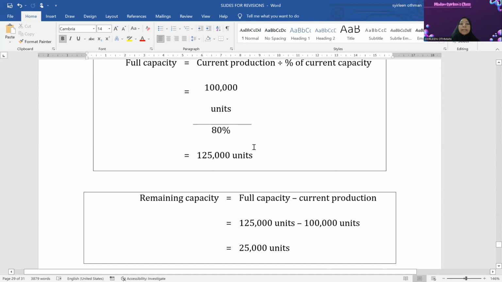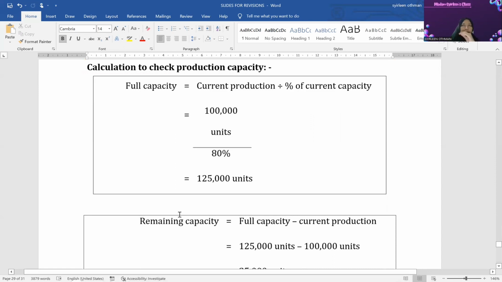So kita dah tak ada remaining capacity to do. So I am not able to consider the special order. Tapi let's say your company is not producing ataupun belum lagi mencapai full capacity for the production. That means you still have access, dan bila dia tambah special order tu, you still boleh cope dengan jumlah yang dia minta. Okay, so I can consider to do the accept or reject.